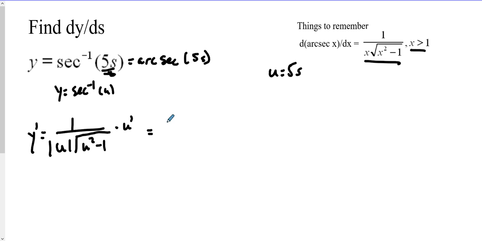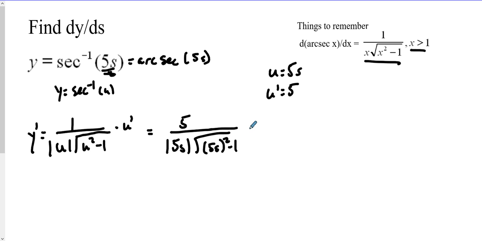Let's just plug all this stuff in here. The derivative of u is going to equal 5. So what we have here is 5, and let's replace that substitution, over u. What's u? U is 5s. The square root of 5s squared minus 1. Bada bing, bada boom, you got your answer. We can do a little simplification. The 5's do cancel out right here, and we have 1 over s times the square root of 25s squared minus 1. Bada bing, bada boom, and we have our answer.